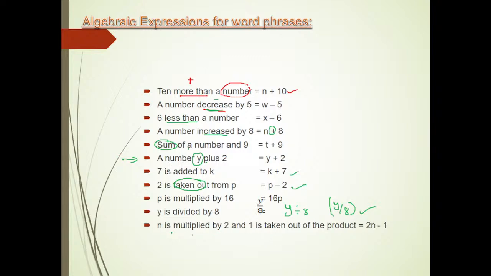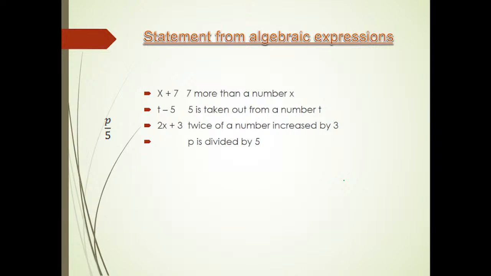N is multiplied by 2. See, it is a little bit complicated one. N is multiplied by 2. So I am multiplying n with 2 and it's not yet completed. Still something is there. 1 is taken out from the product. Product means this is the whole answer. From this we are subtracting 1. So it leads to 2n minus 1. See, these are the various situations. So you need to be familiar with the keywords. And if you learn those keywords, it is easy to understand algebra, and it makes it more interesting.